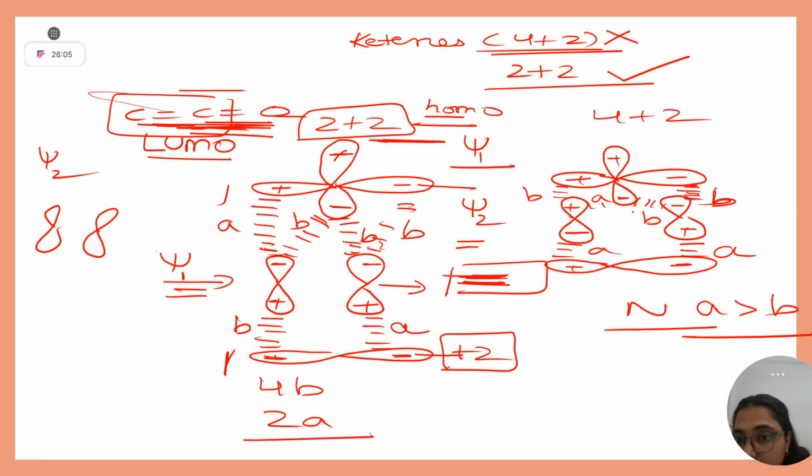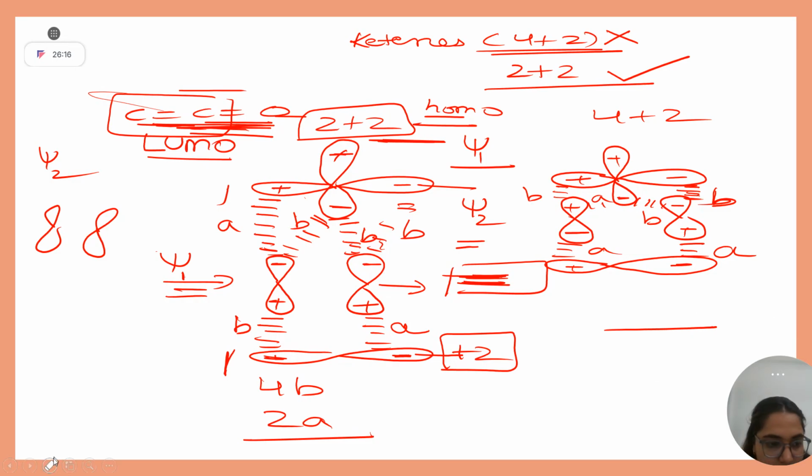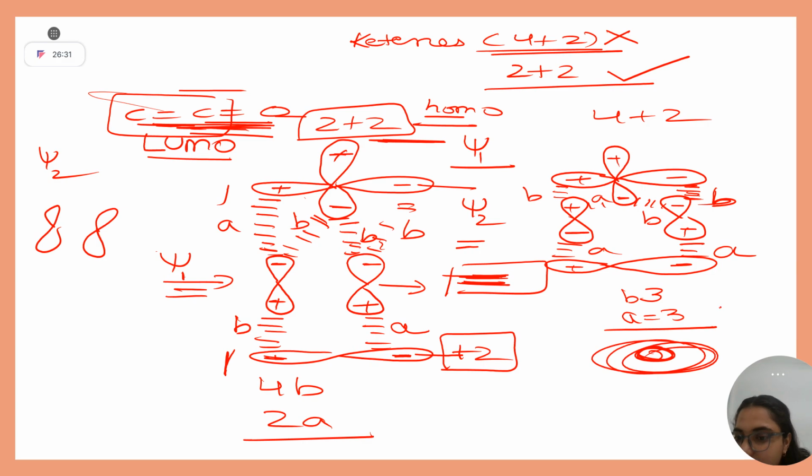Actually, we missed this one bonding here, right? So I was wrong there. You have not corrected me either. Now tell me: total number of bonding interactions in this case is 3 and total number of anti-bonding interactions is 3. Net interaction is 0. Nothing is positive in this case. Net interactions are 0. Yes or no? Yes, ma'am. So that's why, students, 4+2 cycloaddition is not facile.